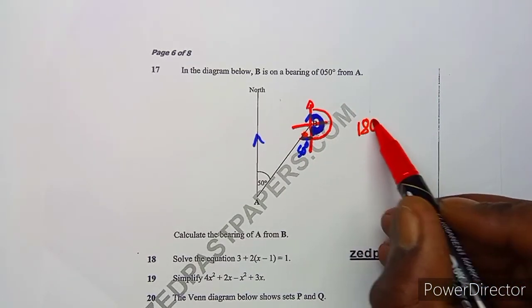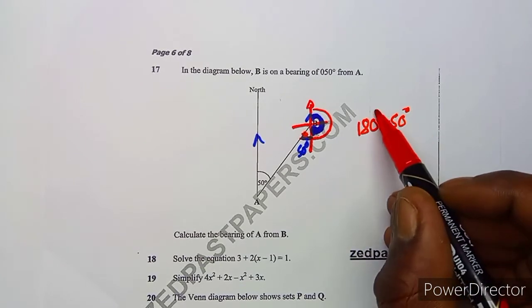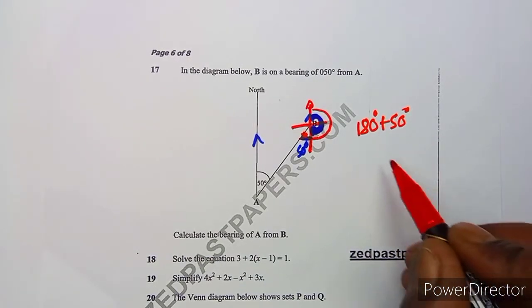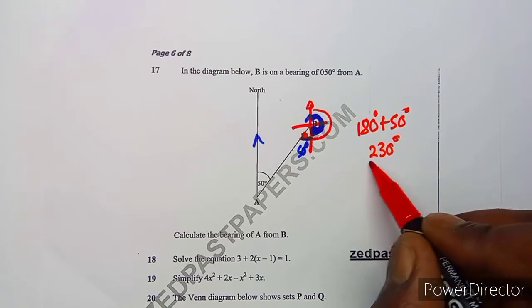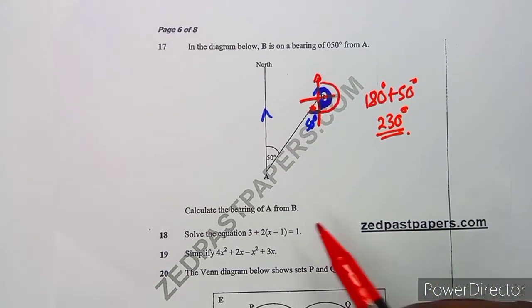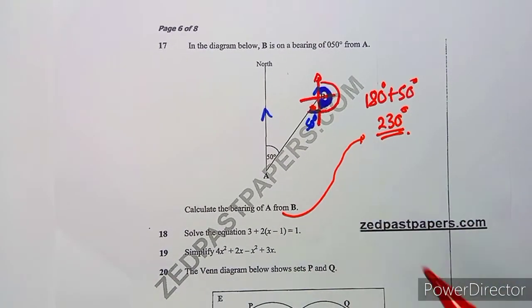So it's 180 for the straight line plus 50 degrees, and that is the whole angle that we're going to have, which is 230 degrees. Okay, so that's the bearing that we are given of A from B. All right, solve the equation on number 18.